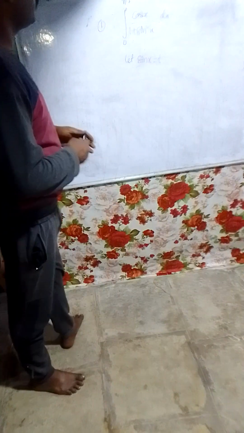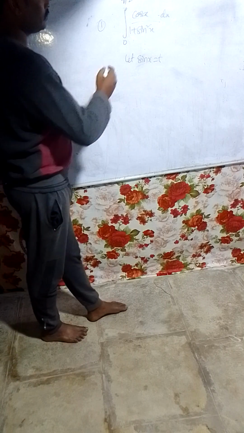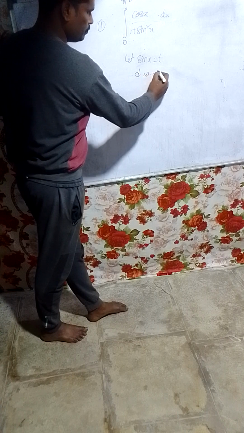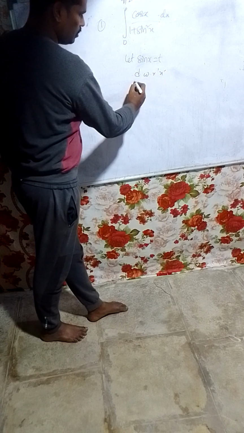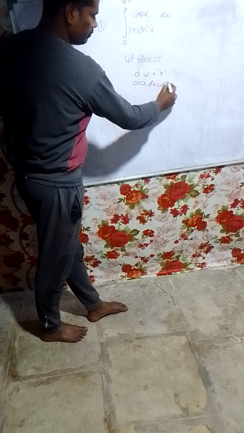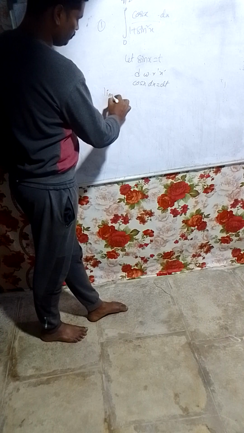Let sin x equal to t. We should find the integral from 0 to pi by 2 of cos x by 1 plus sin square x dx. Then differentiate with respect to x. Sin x derivative is cos x dx equal to dt. The limits are changed.